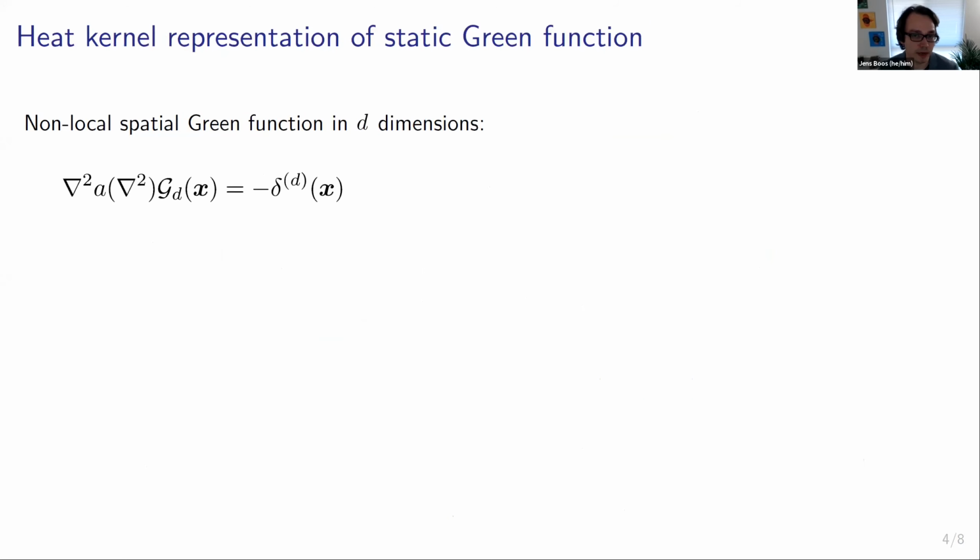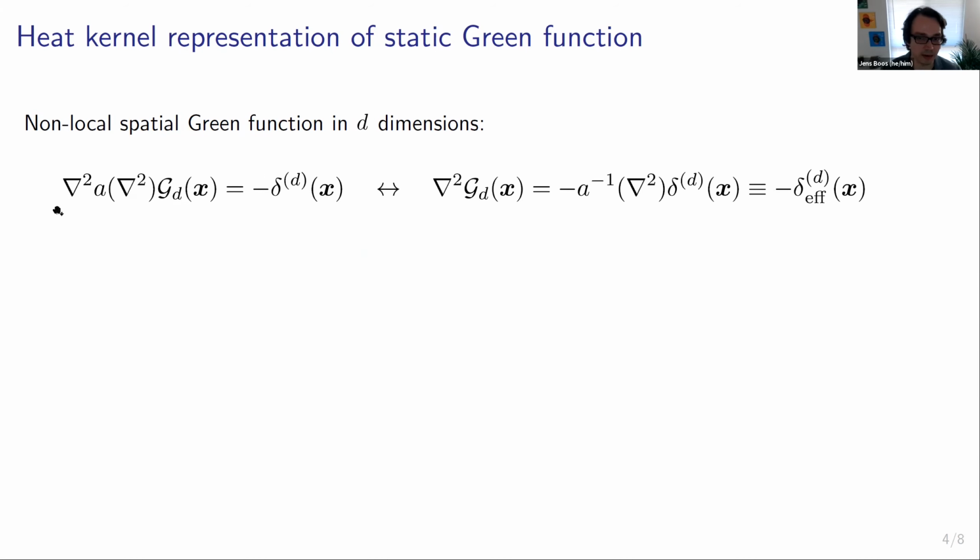And mentioning static green functions, we're going to focus on static examples in this talk because it's a little bit easier. And then we don't have the box operators, but we just have the Nabla square or the Laplace operator. And we define our spatial green function, calligraphic G sub D. So it's the spatial green function in D dimensions with this usual definition here. So notice that the differential operator is Nabla squared A of Nabla squared.